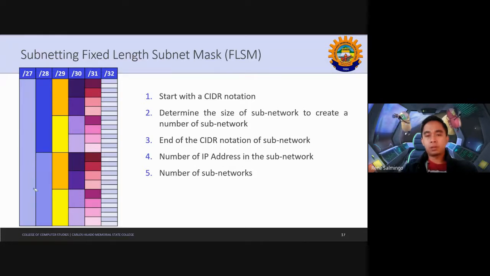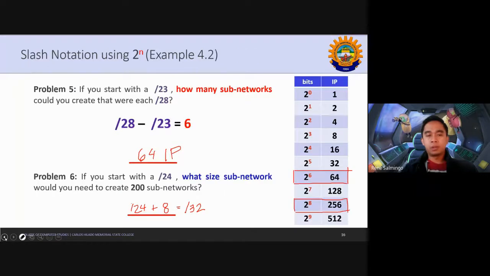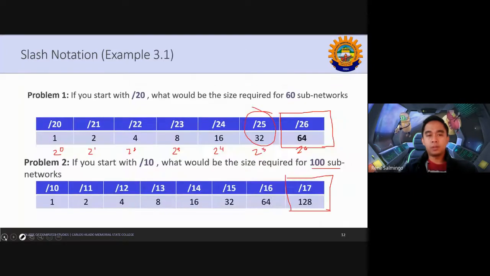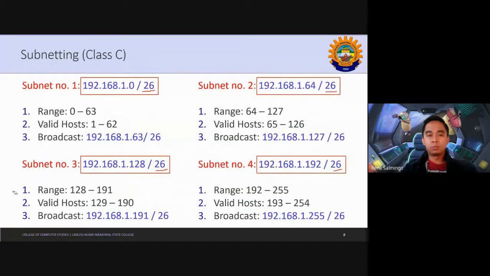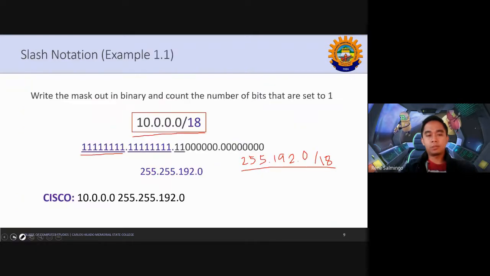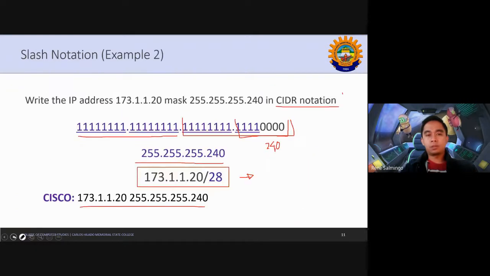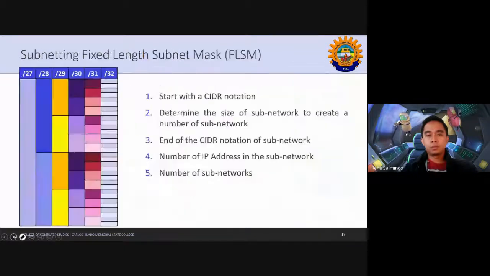Usually in your activity in your laboratory number 6, you need to show this. I will post it. You need to answer using this example, because that is only the fixed length subnet mask. So that's easier compared to variable subnet mask.